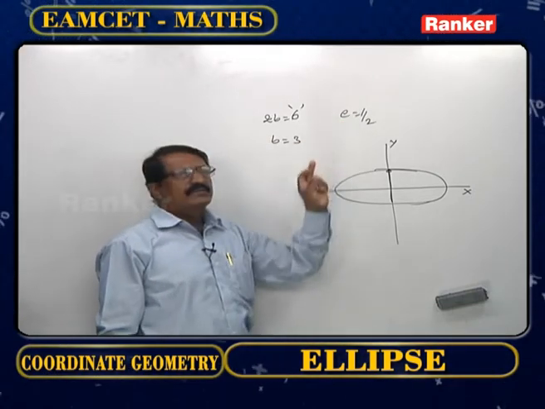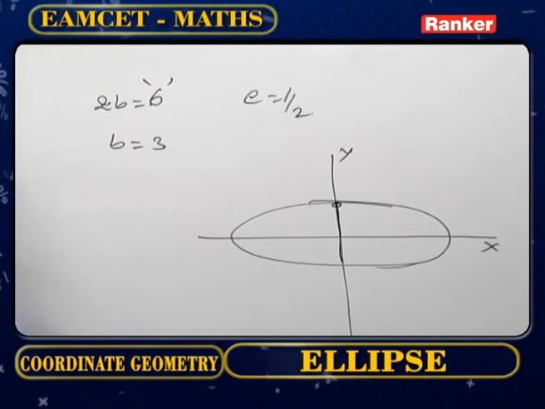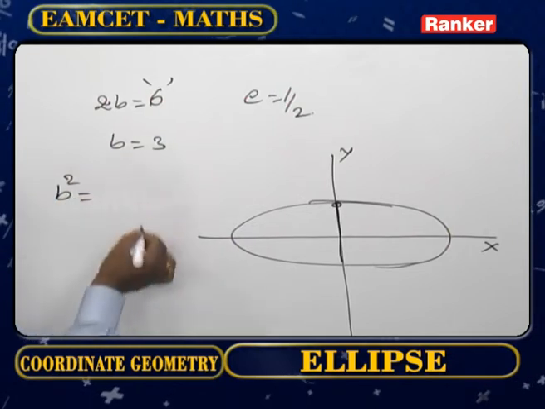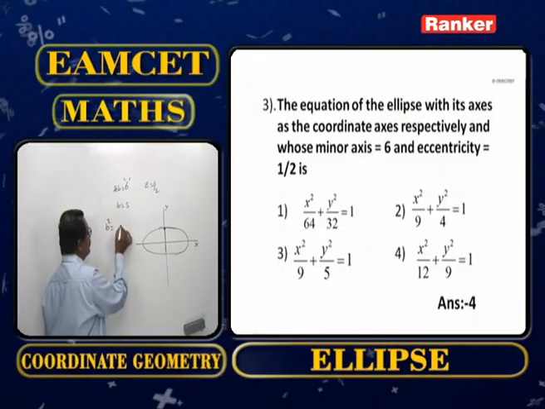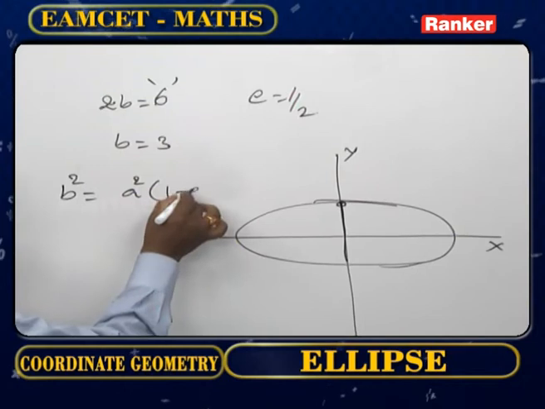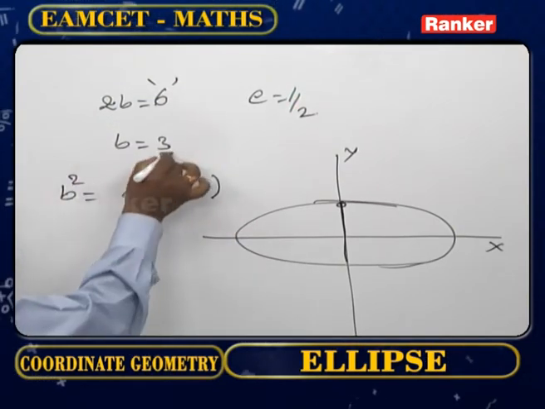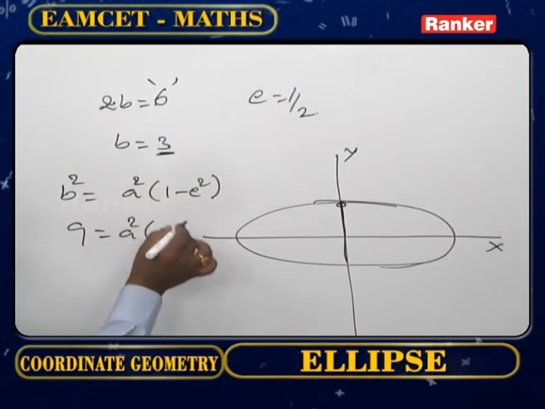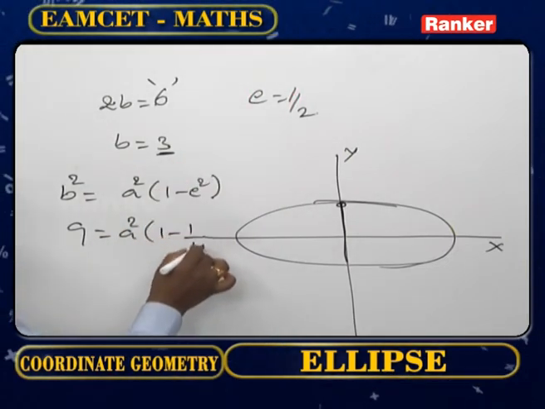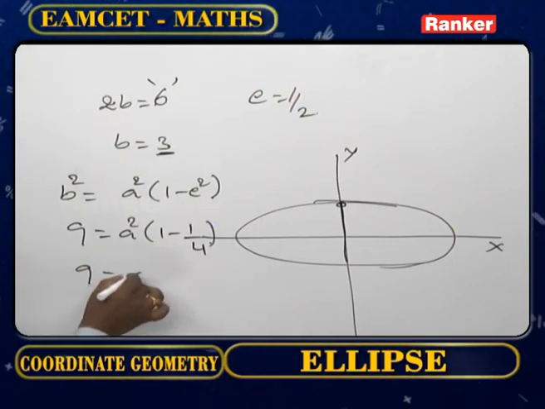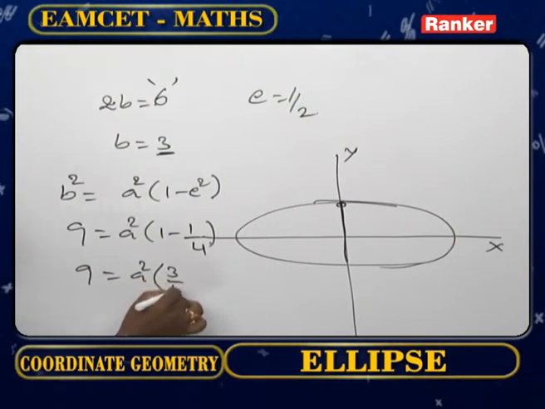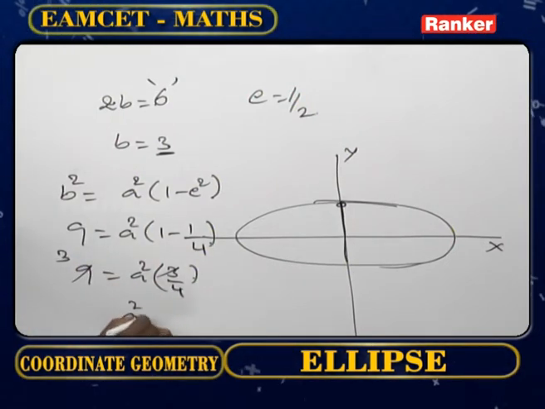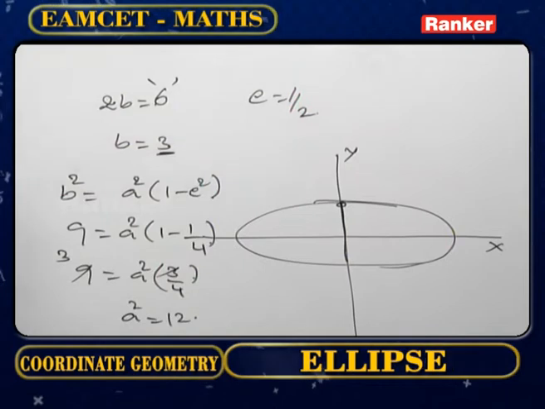Eccentricity of the ellipse e equals 1 by 2, given. Now we need the equation of the ellipse. In a horizontal ellipse, b square equals a square into 1 minus e square. But b equals 3, so b square equals 9. 9 equals a square into 1 minus 1 by 4. Now 9 equals a square into 3 by 4. 3 cancels, and by cross multiplication a square equals 12.